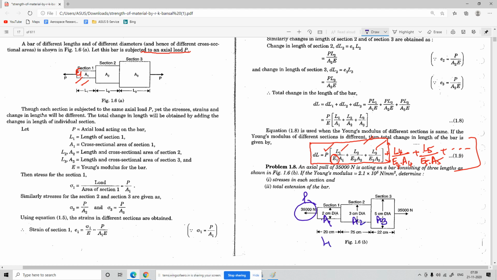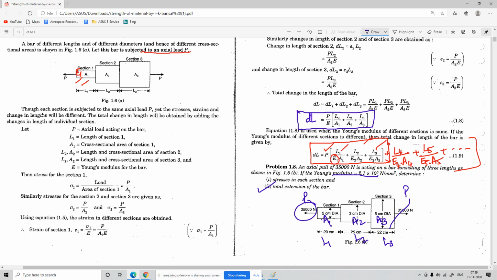Length is given, L1 is given, L2 is given, L3 is given, P is given, E is given. Here E is common, right? So you can use this simple formula to find out the total extension of the bar.